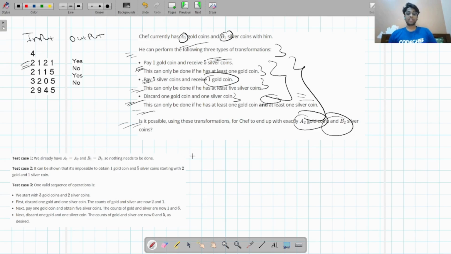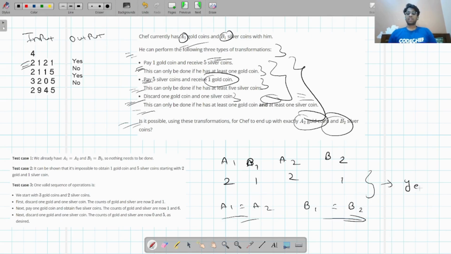Now let's take the first test case. We have got A1, B1 and A2 and B2. So 2 1 2 1. Here you can see A1 is already equal to A2 and B1 is equal to B2. So they are already the same. So the output for this test case is simply yes.